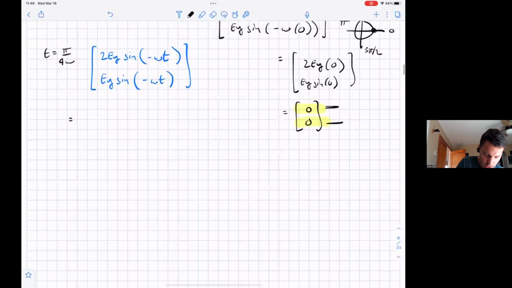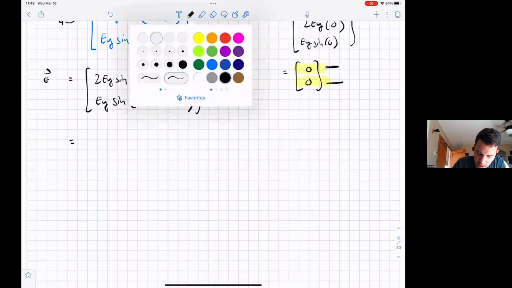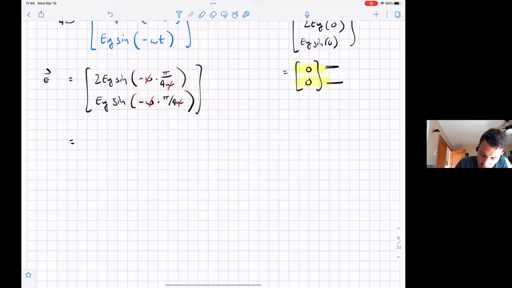Okay. So we get the electric field is equal to, same thing, 2 times the Ey times the sine of, well, negative omega stays there. And now we're multiplying it by t, which is pi over 4 omega. Great. Now we have Ey times the sine of negative omega times the same thing, pi over 4 omega. Cool. Well, the omegas cancel, of course, and all this. And so you end up with 2 times Ey times the sine of negative pi over 4. And this one's just regular Ey times the sine of negative pi over 4.